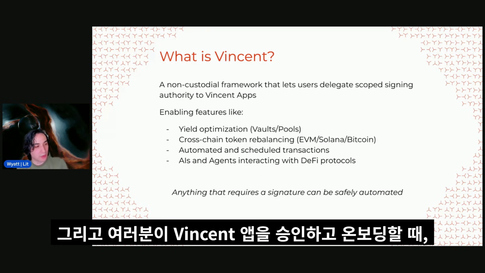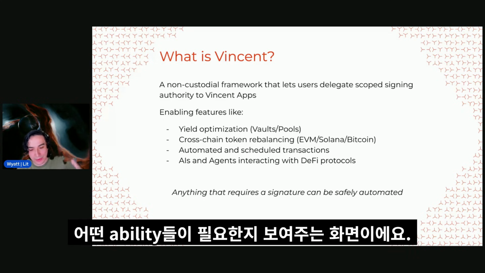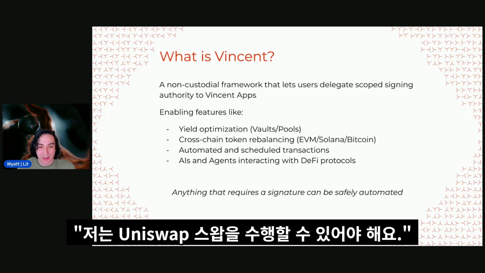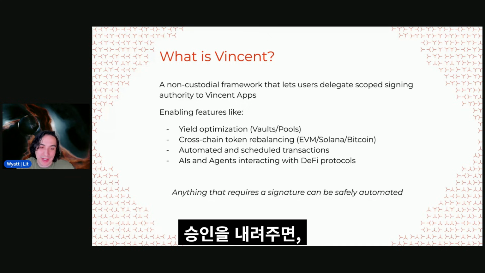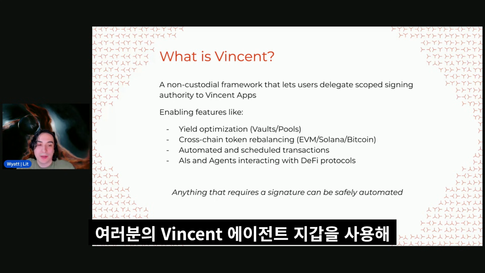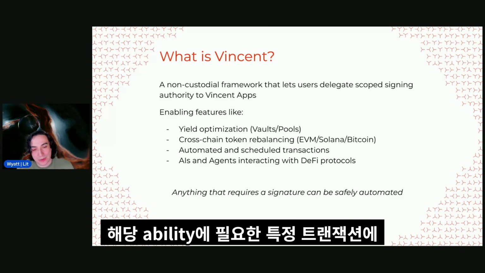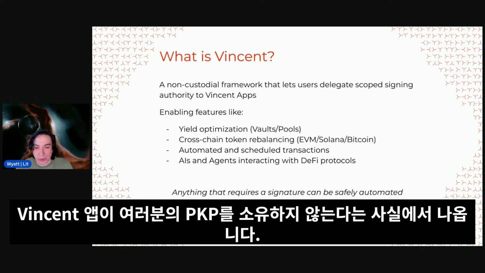And so when you approve a Vincent app, when you onboard onto it, you basically get a screen that gives an overview of what abilities this Vincent app requires in order to function. This would be things like, I want to be able to perform Uniswap swaps. I want to be able to borrow and lend on the Aave protocol. And so when you give the green light to that Vincent app, the Vincent app is now permitted to make requests to the Lit network to sign those specific transactions for those abilities using your Vincent agent wallet. And so the delegation part of this comes from the fact that the Vincent apps don't own your PKPs.